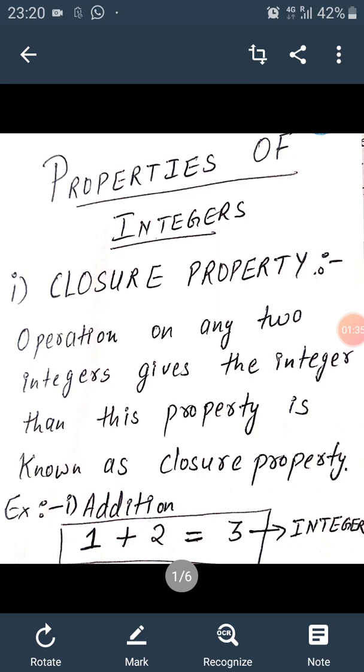So if we see for addition, 1 and 2 are integers. If we apply the operation addition on this, then we will get the value 3, and 3 is also an integer. Simply we can say if we add two integers, then we will get an integer, for the closure property.